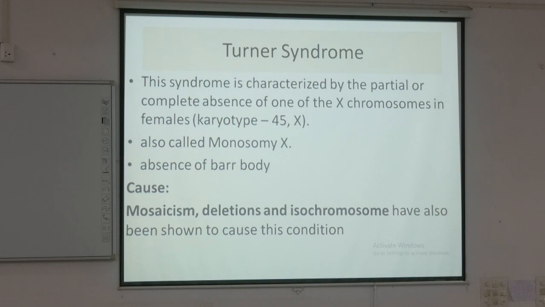We have this particular non-disjunction, which is separating this particular chromosome in an error. It could be mosaicism; we'll talk about mosaicism, what it is. It could be deletion of one entire chromosome. One X chromosome is completely deleted, maybe. Because of that particular error, we may have this particular problem as well.